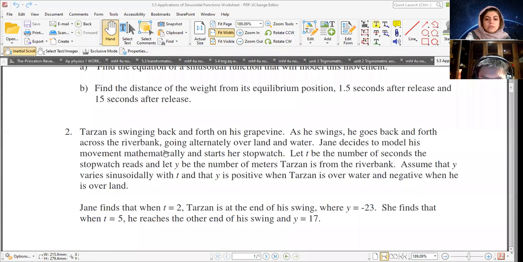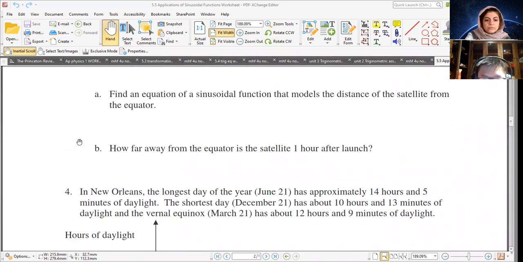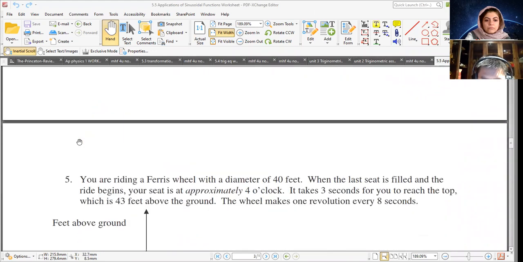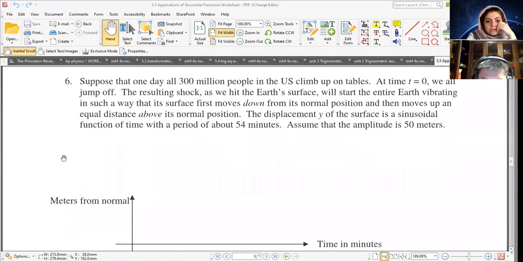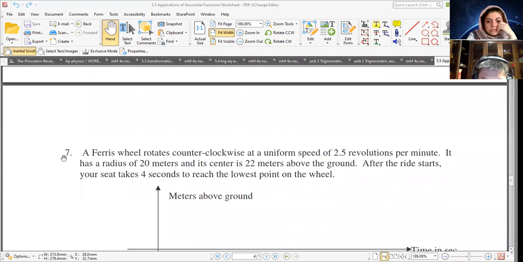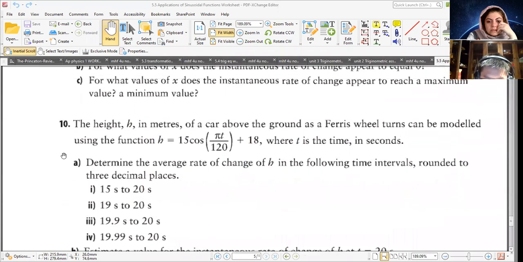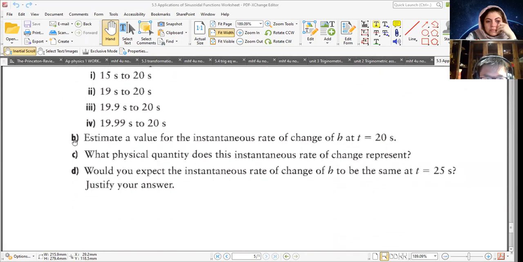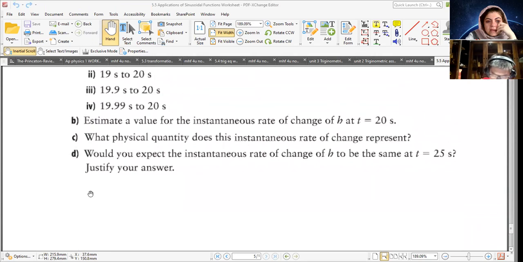So the questions I want you to work on are question number 2 and question number 5. 2 and 5 pretty much. Yeah, 2 and 5, and 10A, the first one, and B. So 10A I and B.